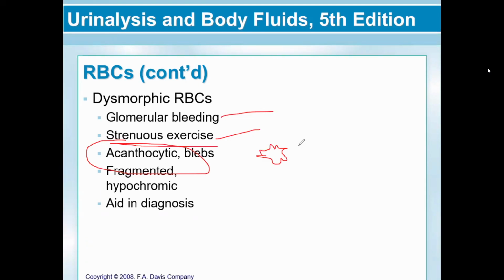Of course the physician does check the patient history, the signs and symptoms. What else? We can also see presence of fragmented hypochromic cells. So for example, when we stain them, with the right stain in your hema, it looks pale in the middle. Sobrang pale, masyadong malaki yung pale area niya. So we can see that also in conditions like glomerular bleeding or strenuous exercise.